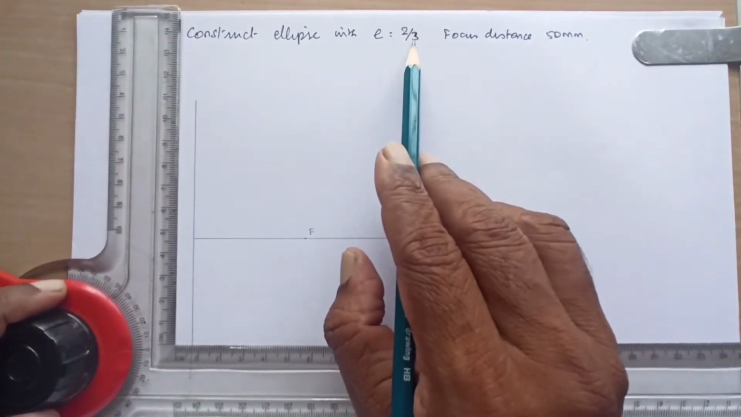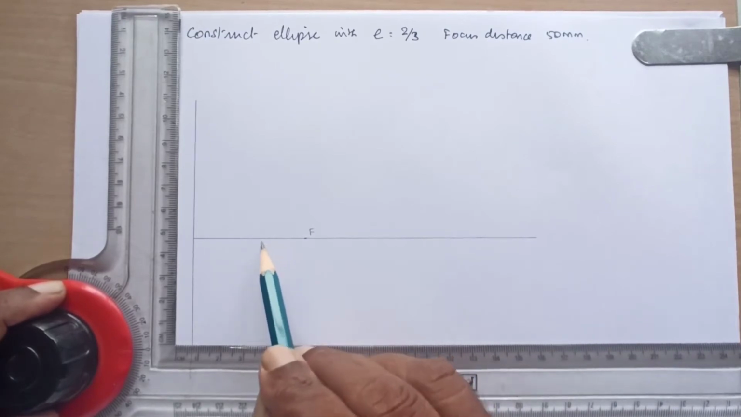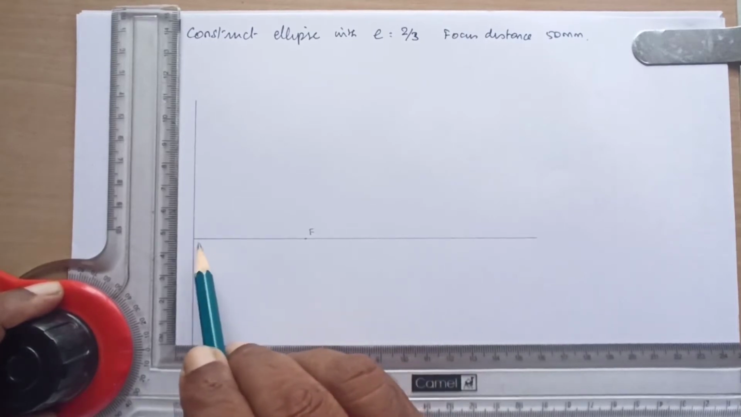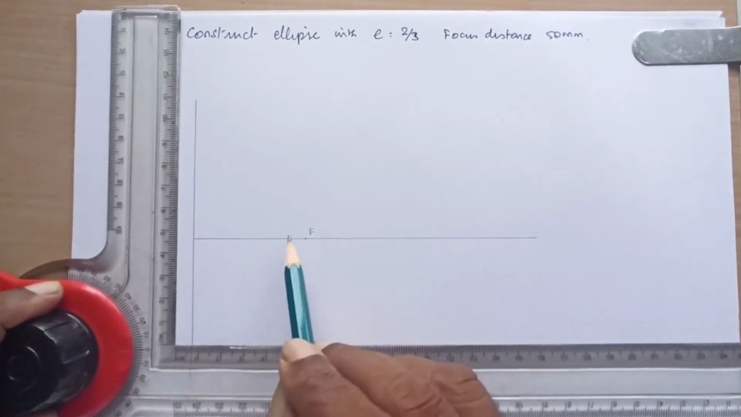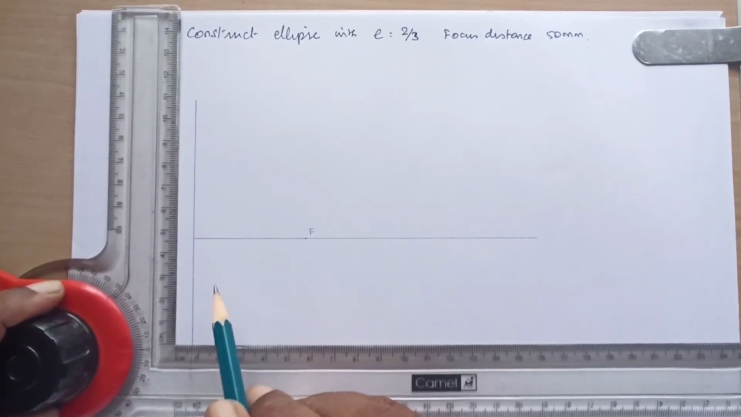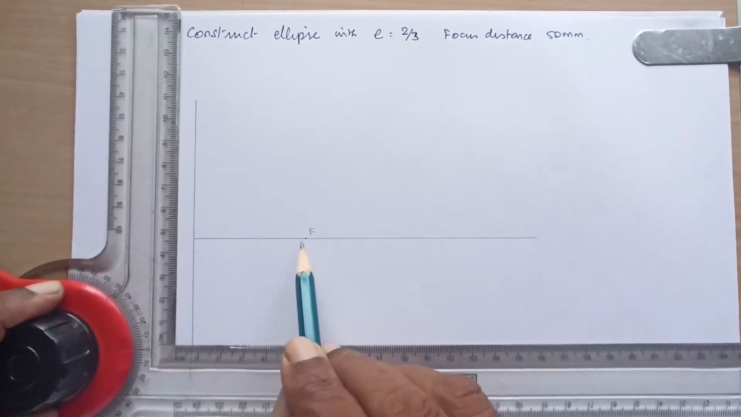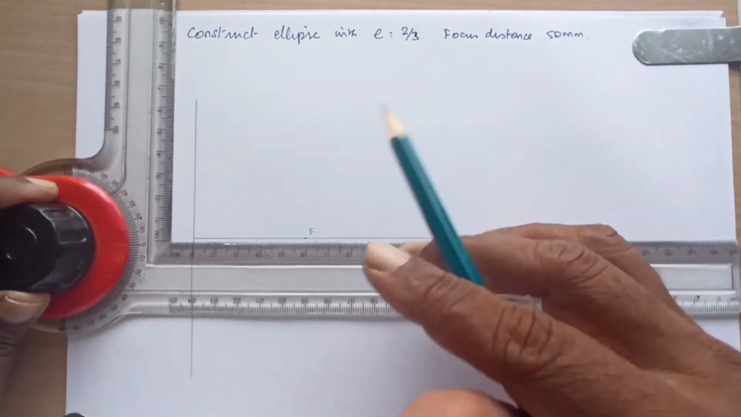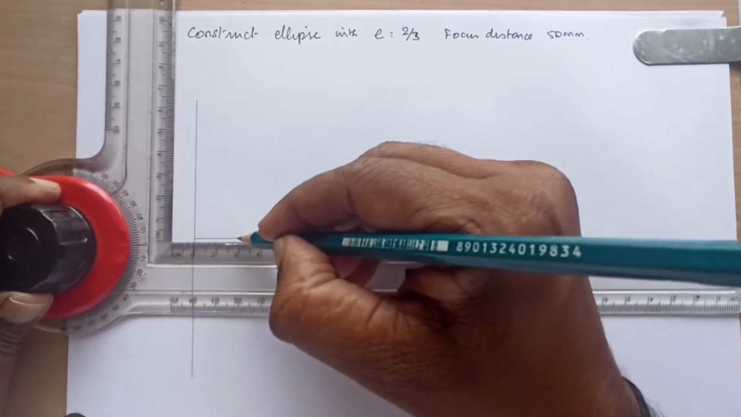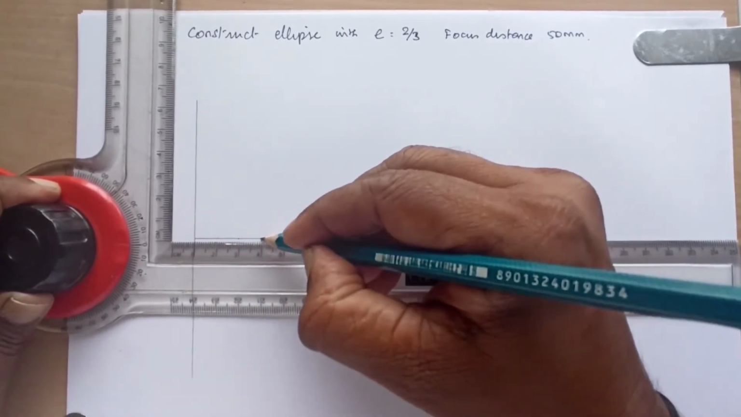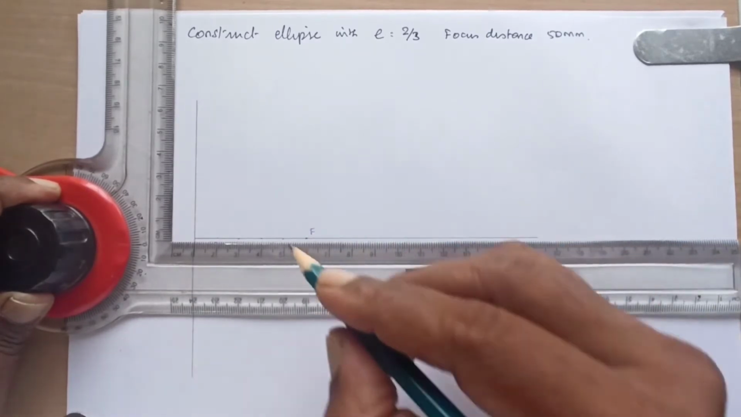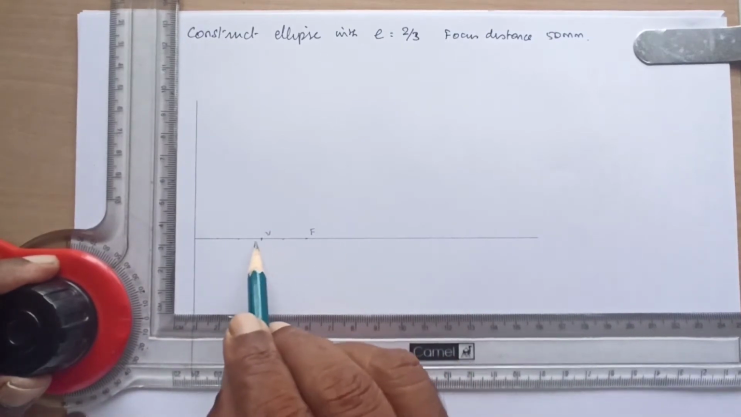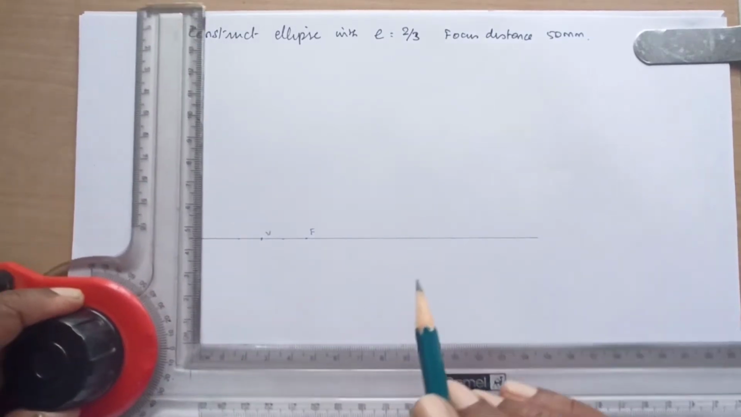Now the eccentricity is 2 by 3. So at the vertex point, this side distance should be 2 times, and from the directrix to the vertex point is 3 times. Then only we will be getting the eccentricity of 2 by 3. So we can divide this into 5 equal parts, that is 2 plus 3. Then we can mark the vertex as 1, 2, 3, 4 and 5. Now when you mark this vertex point here, this side will be 2 times and this side will be 3 times. 2 by 3 will be followed.